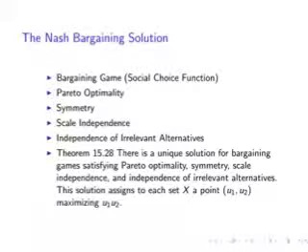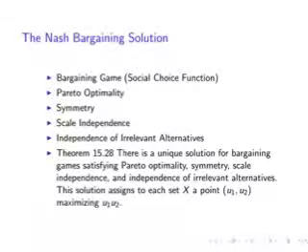The fourth property is called the independence of irrelevant alternatives. If Y, which is a subset of X, and phi of X is in Y, then phi of Y is equal to phi of X. We now state Nash's bargaining theorem. The proof of the theorem is simple and is omitted here, so we just mention it.